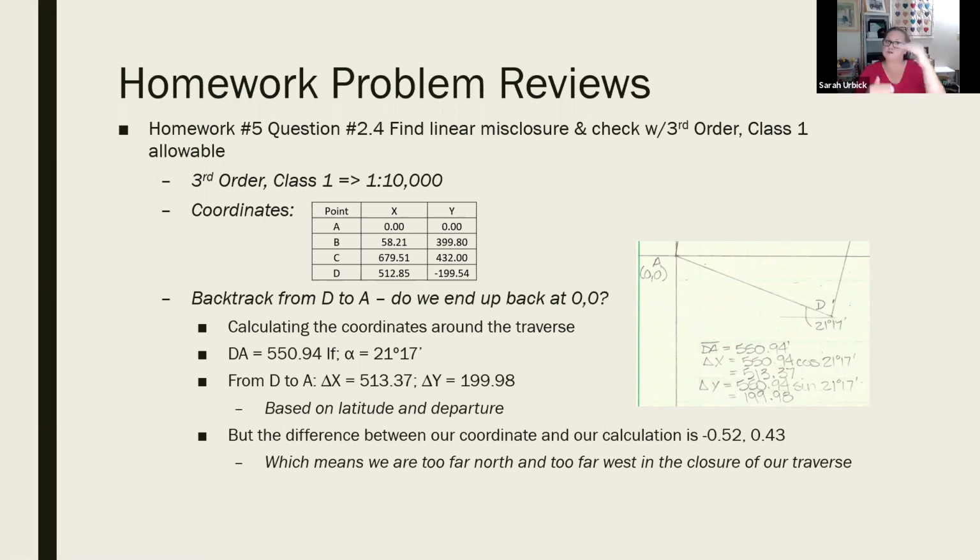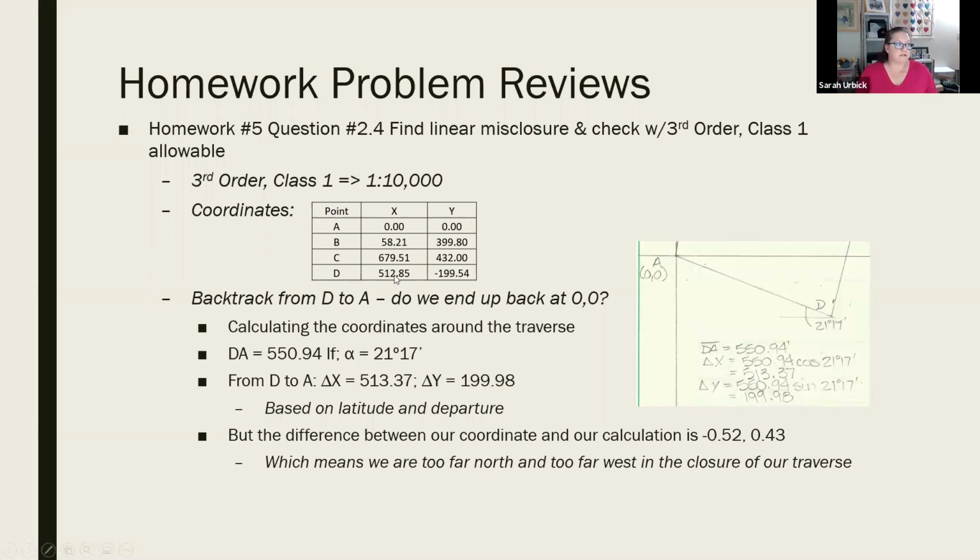And then we took the difference between our initial elevation and our final elevation. That's what we're doing here, only we're talking linear and angular measurements, or horizontal and angular measurements. So we know that line DA is 550.94 feet, and that angle here is 21 degrees, 17 minutes. So we calculate a delta X and a delta Y to get back to point A. And what we end up coming up with is a delta X of 513.37, a delta Y of 199.98.